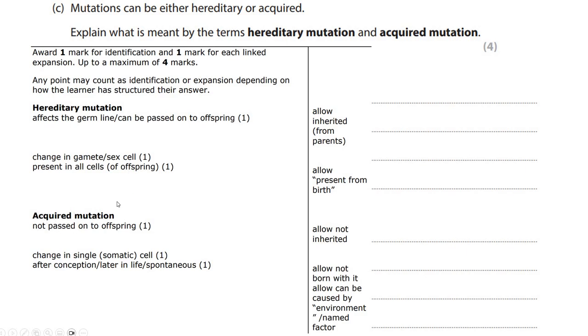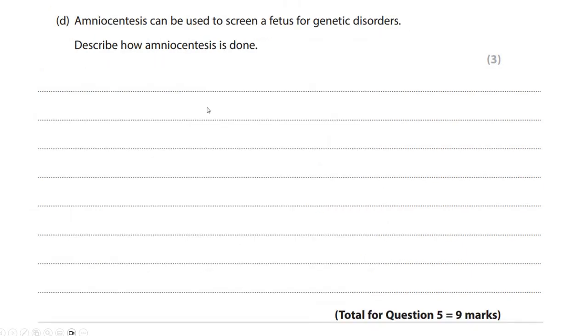An acquired mutation is not passed on to the offspring, and it is a change in a single somatic or body cell, and it happens after conception or later in life. Amniocentesis can be used to screen a fetus for genetic disorders. Describe how amniocentesis is done.